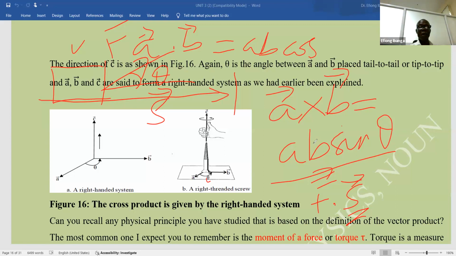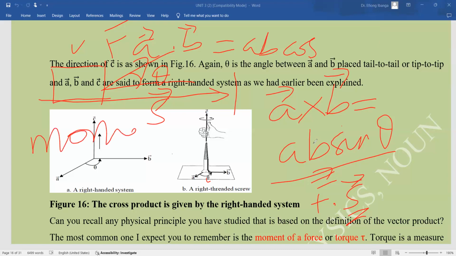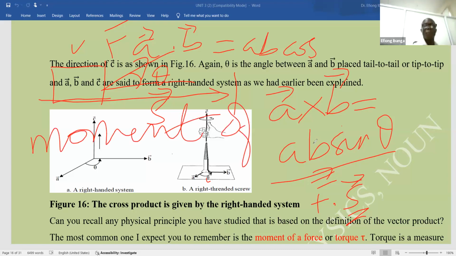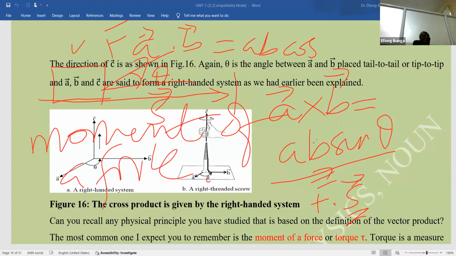So this one now represents what we call torque or moment. Moment of a force is a measure of the rotational effect that the force produces. So if I touch a door by the edge, you will notice that I can set it in rotation about the hinges, isn't it? That's an axis through the hinges. Is that correct? Yes.